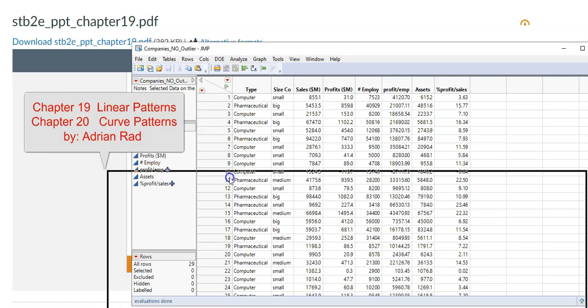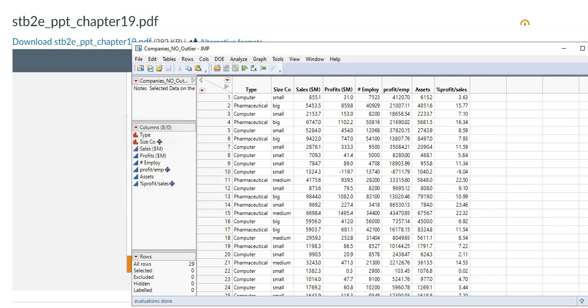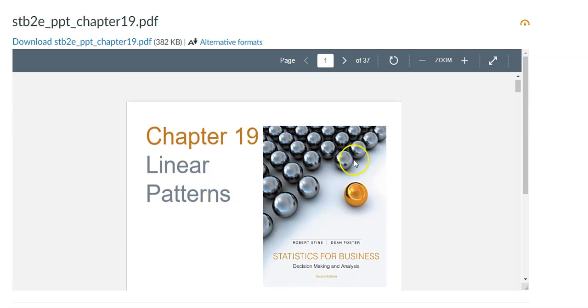Hello everyone, so I'm going to teach you chapter 19 and 20 today. The topics are going to be linear patterns and curve patterns.